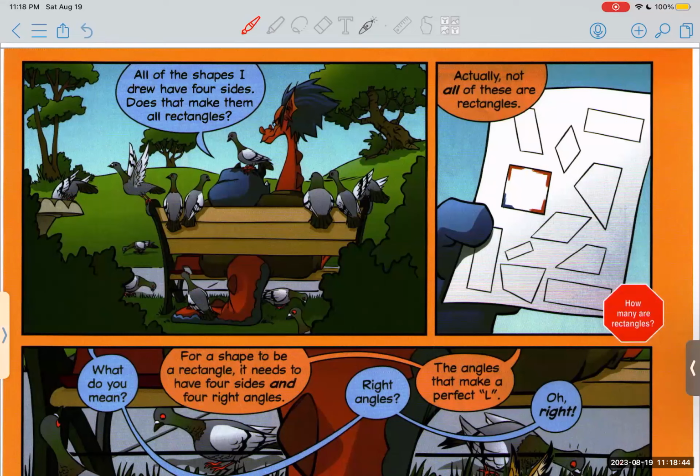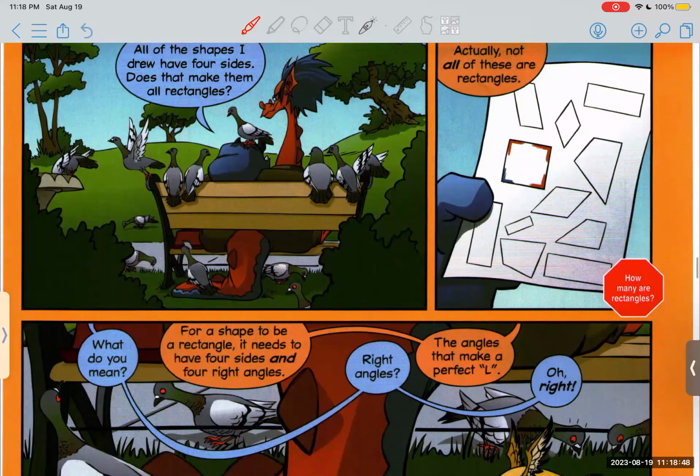But there's a little exercise here. How many are rectangles? Can someone tell me how many of these shapes right here are rectangles? You can just hold your hand up or tell me. Five? Dylan says five. Do we agree? Yeah, we agree with him.